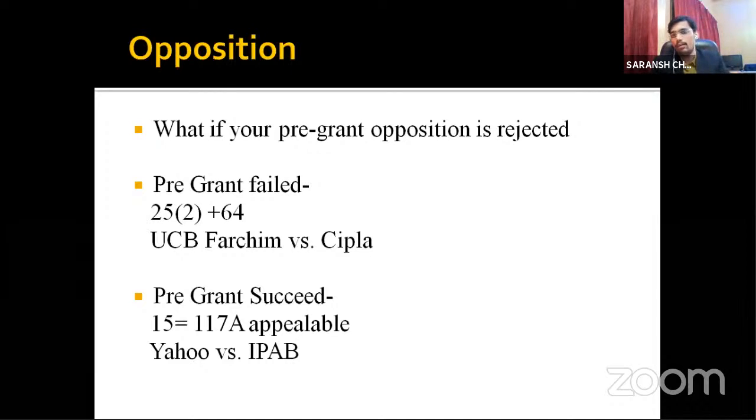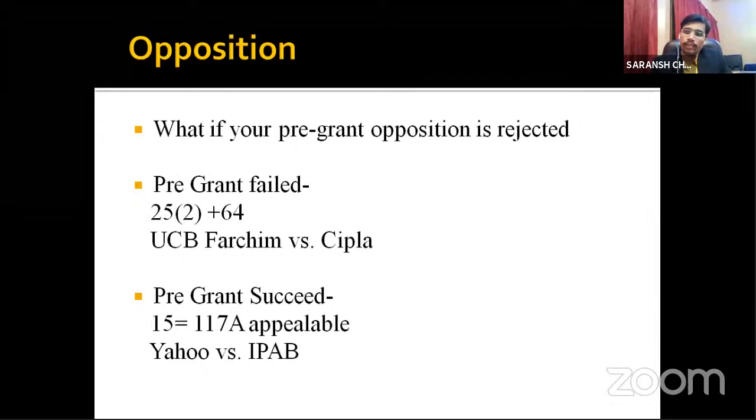You have to be very clear on this, right? Since you are not getting any hearing procedure in the pre-grant opposition, what are all the remedies? Now, if my pre-grant opposition has failed, it means that the patent applicant won, right? What are all the remedies with me?